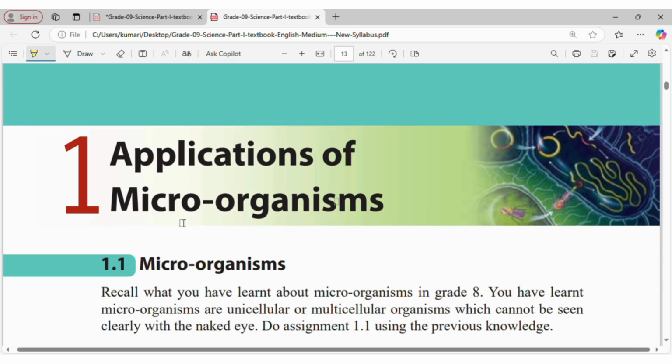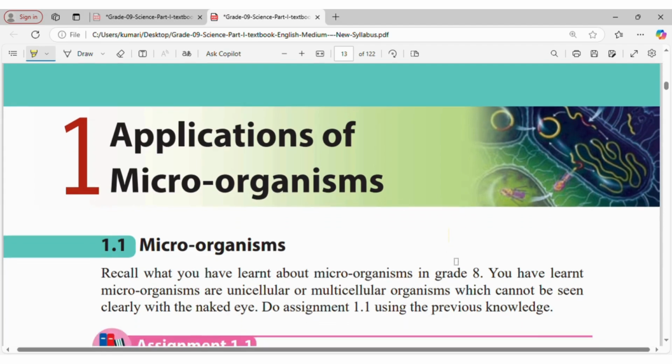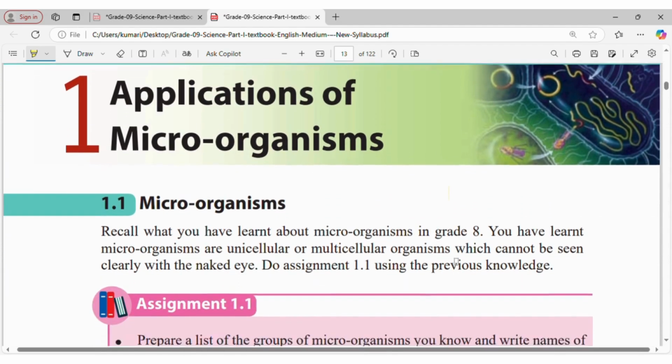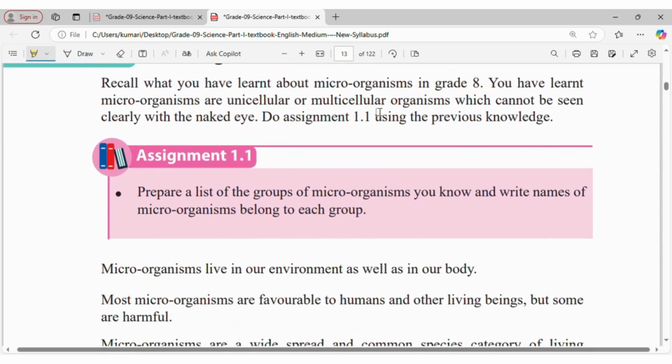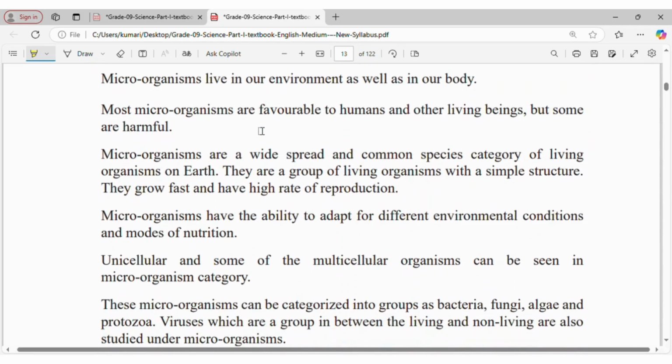So, in our first lesson, we have applications of microorganisms. In this first paragraph, recall what you have learned about microorganisms in grade 8. You have learned microorganisms are unicellular or multicellular organisms which cannot be seen clearly with the naked eye. This part of this paragraph can be written as the definition of microorganisms, and after that, in the remaining part of the page, we have some features of all microorganisms.